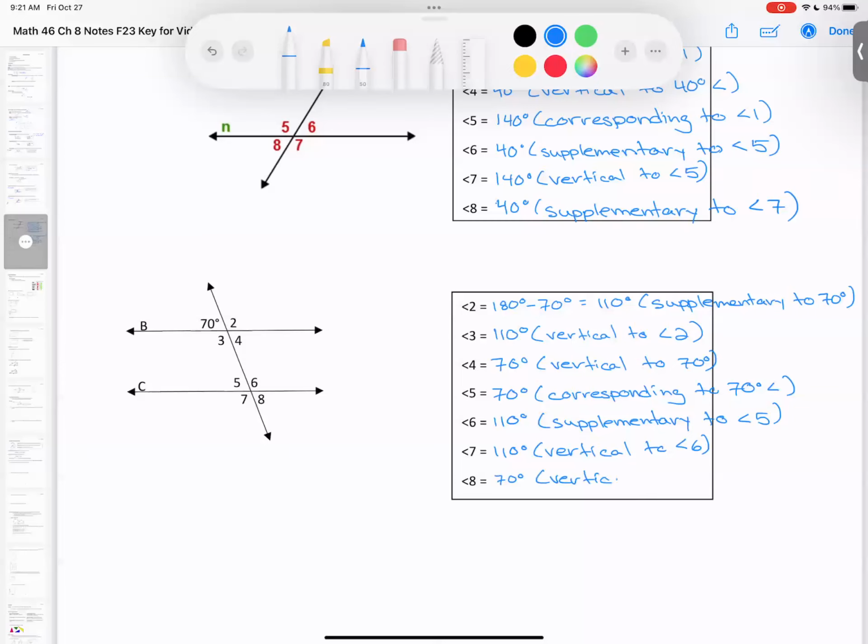So I find these to be quite a lot of fun. They're sort of fun little puzzles, I think. And I hope you enjoy this section as well.